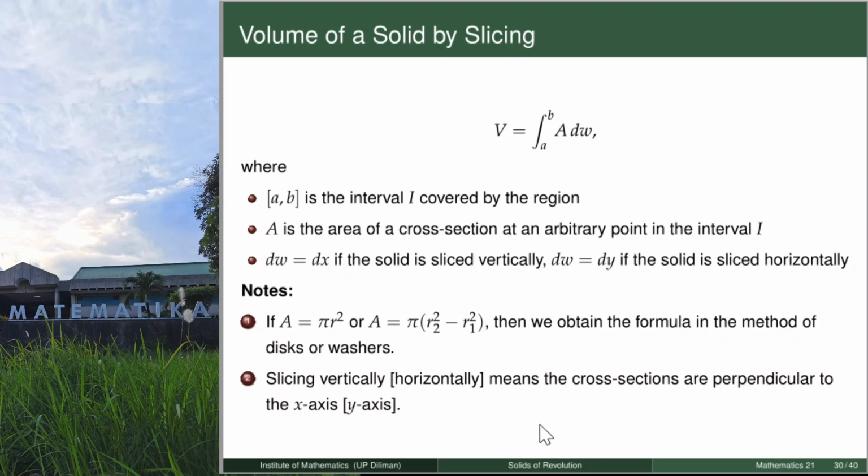Next, slicing vertically means we are slicing the x-axis, or in other words, the cross-sections are perpendicular to the x-axis. So likewise, slicing horizontally means that we are slicing the y-axis, or in other words, the cross-sections are perpendicular to the y-axis.